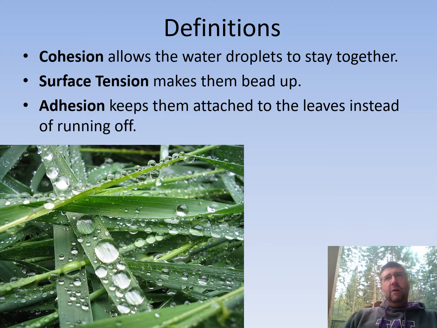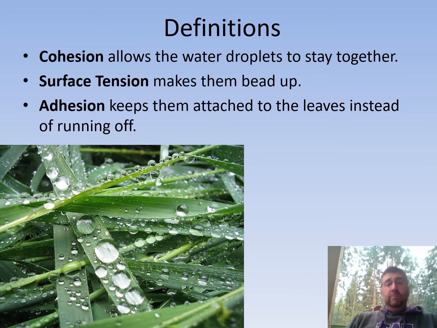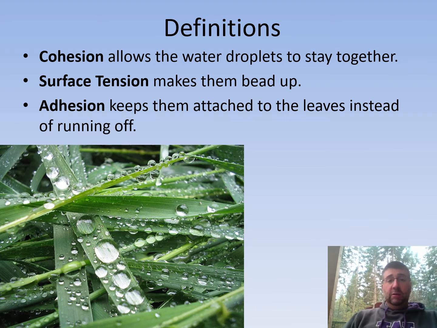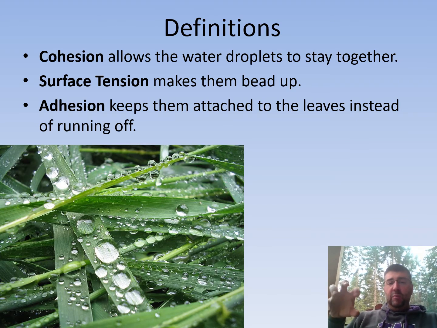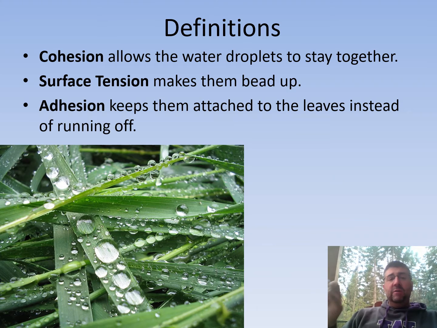All right, so let's just redefine the definitions before we get into this concept of what does it mean to be wetting or non-wetting. So cohesion is the attraction between like molecules. So water molecules are strongly attracted to each other due to cohesion, and so that's what allows water droplets to stay together. Surface tension is what allows them to bead up against the force of gravity, so they can bead up and form a near spherical droplet. And adhesion is the attraction between dissimilar molecules, and so that's what allows them to stick to the grass blades without running off.